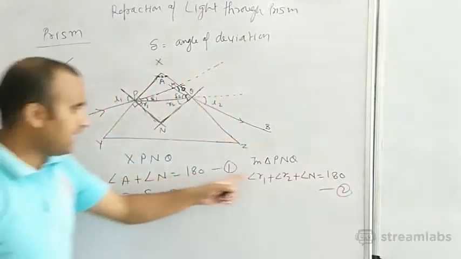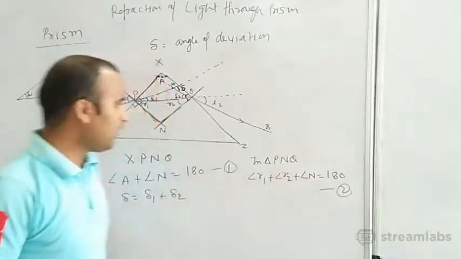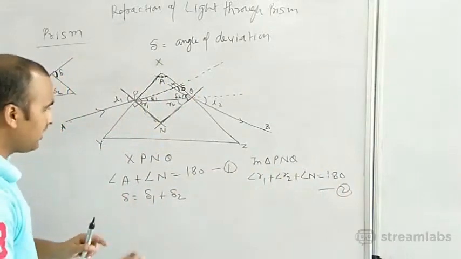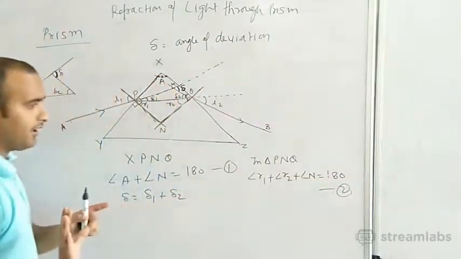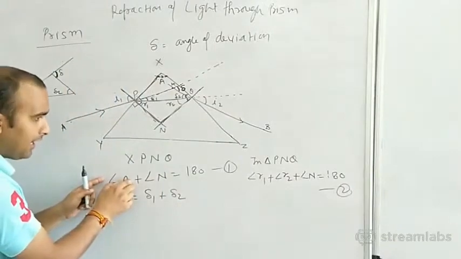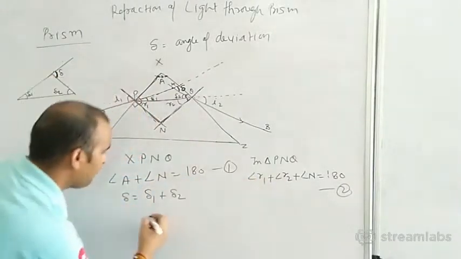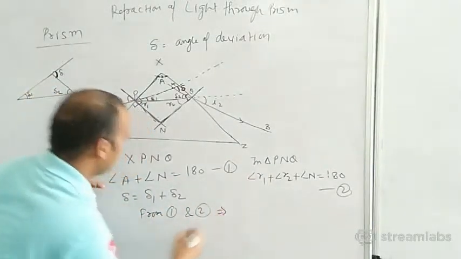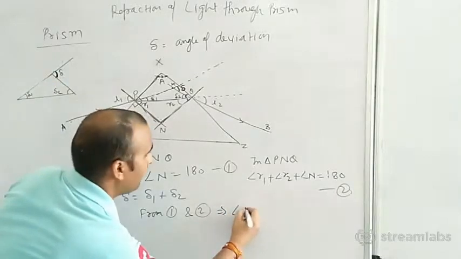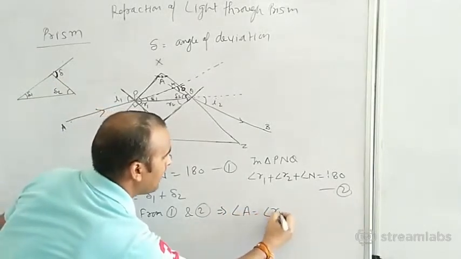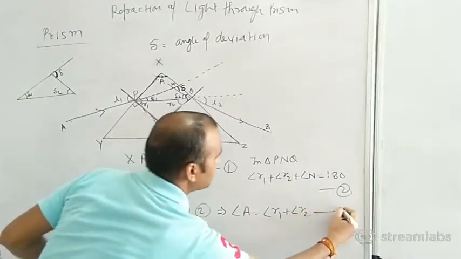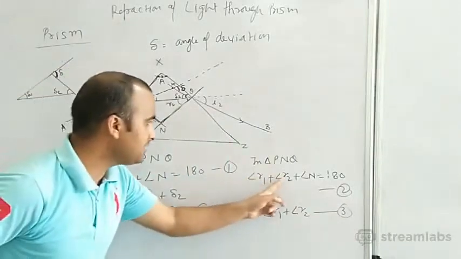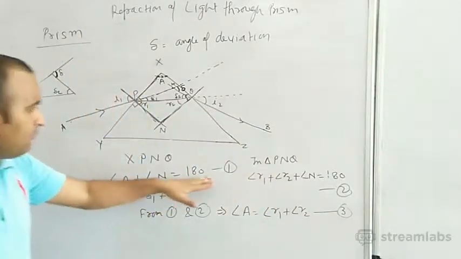From first and second, just compare. What you compare? ठीक है, तो 180 राइट हैंड साइड 180, 180, ओके, इज इट क्लियर? ओके, एंगल N दोनों बराबर है, तो इट मींस दिस एंगल A विल बी इक्वल टू दिस एंगल. सो फ्रॉम फर्स्ट एंड सेकंड, दिस इंप्लाइज एंगल ऑफ A इज इक्वल टू एंगल ऑफ R1 प्लस एंगल ऑफ R2, इक्वेशन नंबर 3, अंडरस्टूड? एंगल A विल बी R1 प्लस R2 के बराबर हो जाएगा.